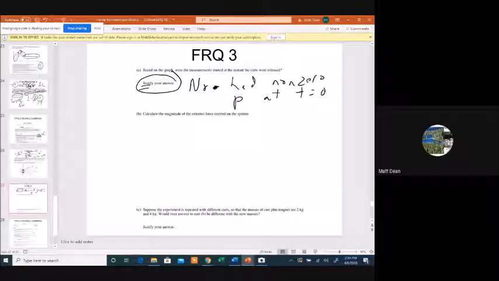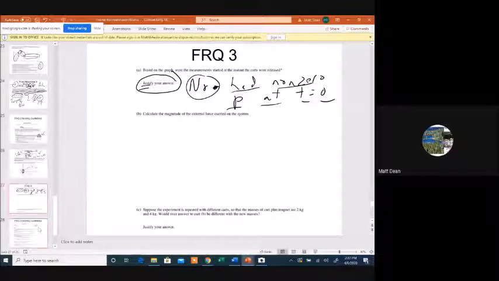And that's really all you need to say. So based on the graph where the measurements started at the instant the carts are released, no. And the justification: both carts had non-zero momentum at t equals 0. That right there would get you all the points.